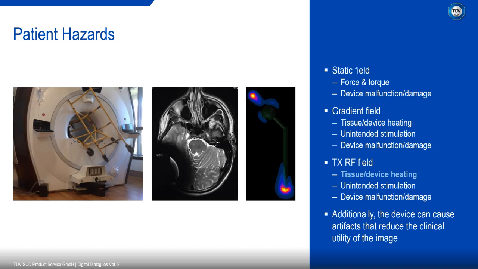The left image shows the 3D numerical simulation results of RF heating for a hip implant, where the highest RF induced power are registered at the tip of the single screw and at the end of the stem. More details will be shown in a couple of slides. Additionally, the device can adversely affect the quality of MRI image by generating artifact and reduce the clinical utility of the image, as it is shown in the middle image.